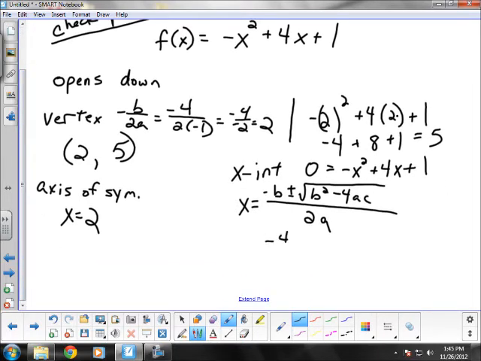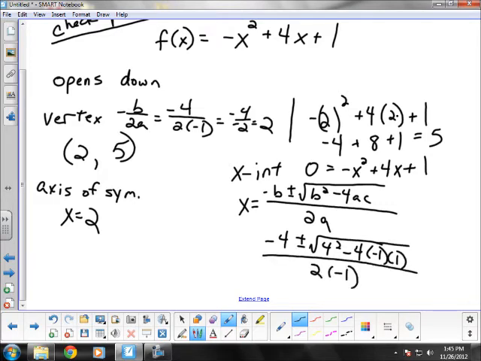So I've got the opposite of b, plus and minus the square root of 4 squared minus 4 times negative 1 times 1, divided by 2 times negative 1. Just taking the a, the b, and the c and plugging it into the formula in the appropriate places. You did that last chapter, right?